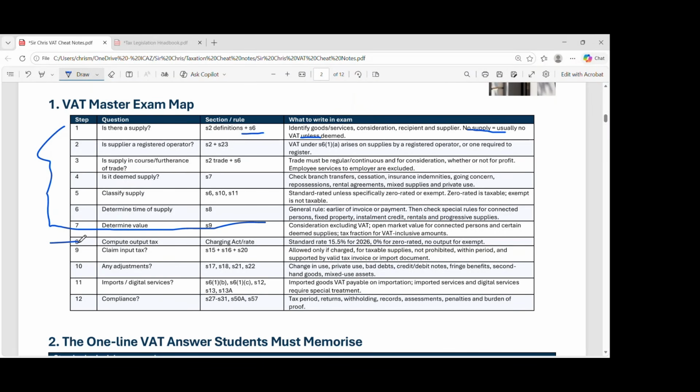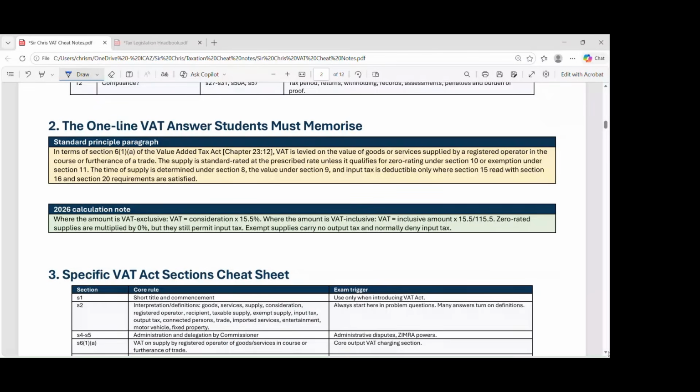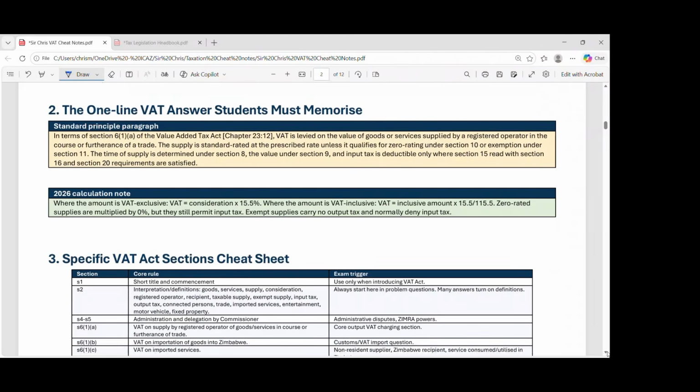Then when I should claim input tax where we were charged, which is my section 15, 16, 20. Then are there any adjustments, which is your section 17, 18, 21. Then imported goods, etc. So those other issues should be covered, or they should flow through the same process, isn't it? So if you see here the general principle, which is your section 6.1, what? A.